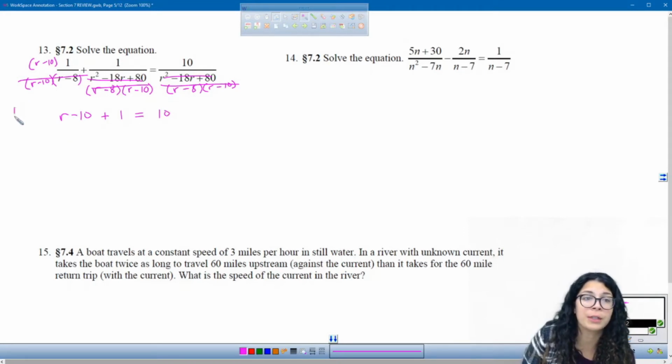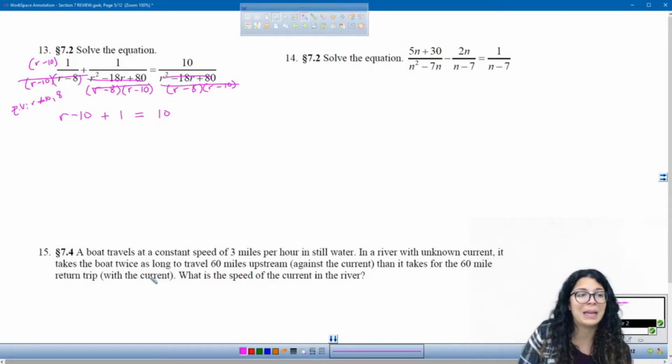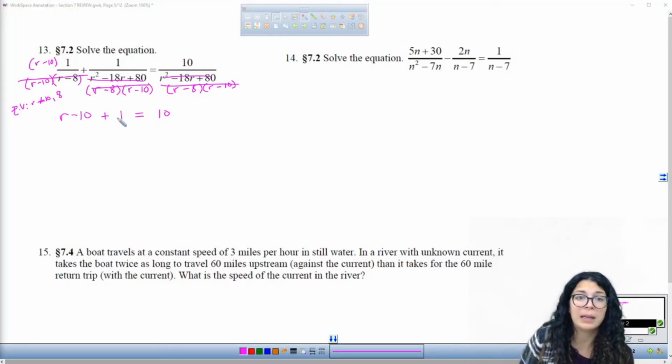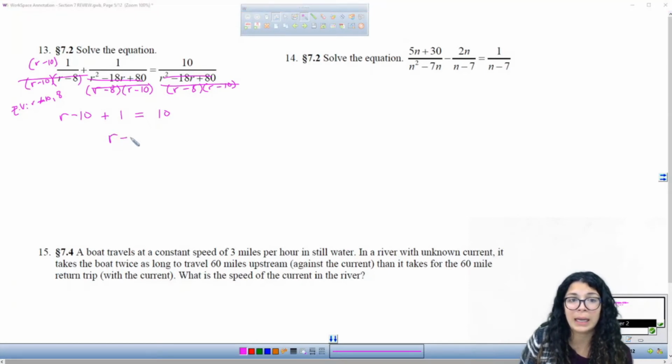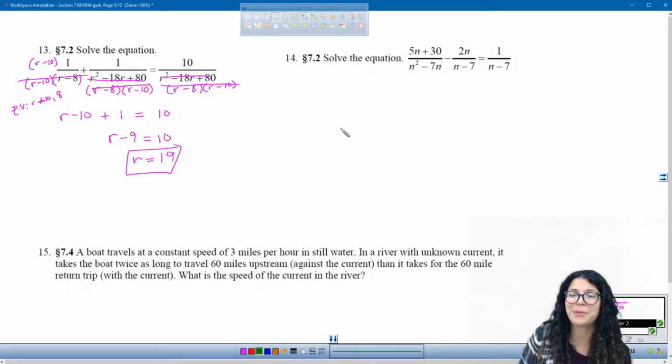Now, of course, remember your excluded values you do have to keep in mind. When we are solving this, r cannot equal 10 and r cannot equal 8. So if I get that answer when I solve here, that would be an extraneous solution, okay? Now, I'm going to go ahead and continue solving this. Negative 10 plus 1 would be negative 9. And then to solve for r, I would add 9 on both sides. So I get the solution of r equals 19. Now, if we check that with the excluded values, 19 is not 10 or 8, so this is a valid solution. Okay, let's move on to number 14.